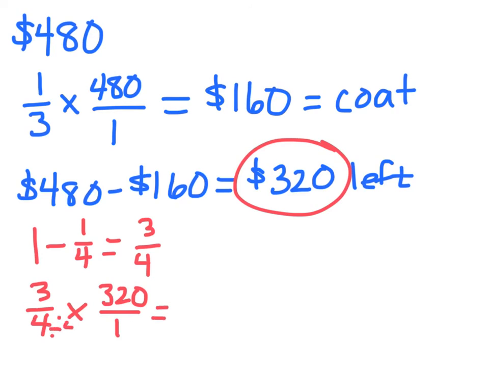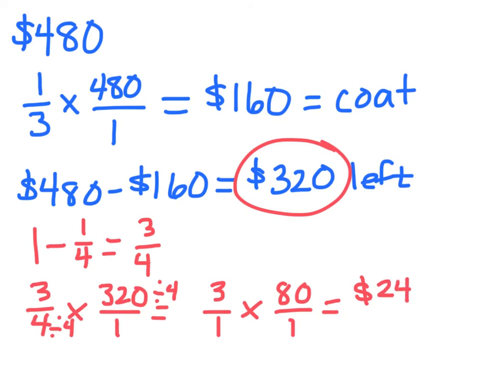So let's see, 4 and 320 are both divisible by 4, giving us 3/1 times 80/1, or just 3 times 80, which is $240. So there, now we actually found 2 different ways to solve method 2. You can either subtract the fractions from the whole number first and then multiply, or you can multiply and then subtract the whole number from the whole number to get the remainder.